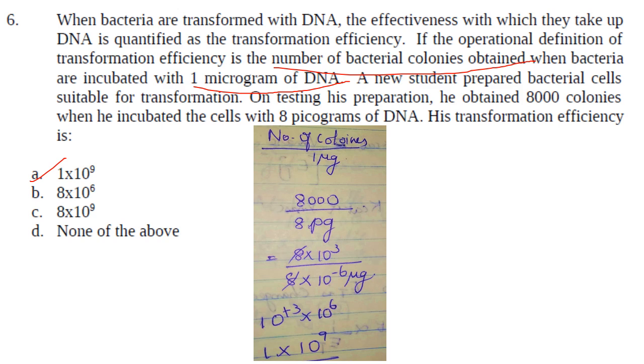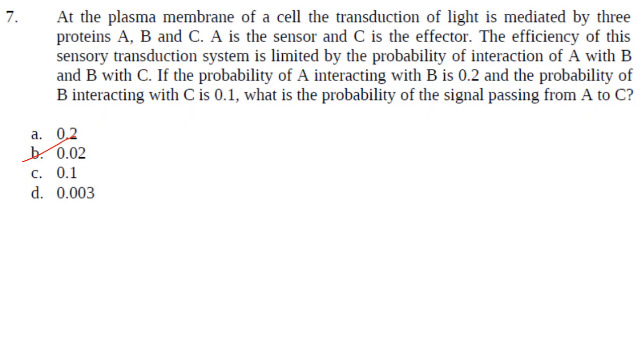So number of colonies divided by 1 microgram DNA. So 8,000 divided by 8 picograms. Convert picograms to micrograms: 8 into 10 raised to minus 6 microgram, and you will get the answer 1 into 10 raised to 9. Answer is option A. Then next one.